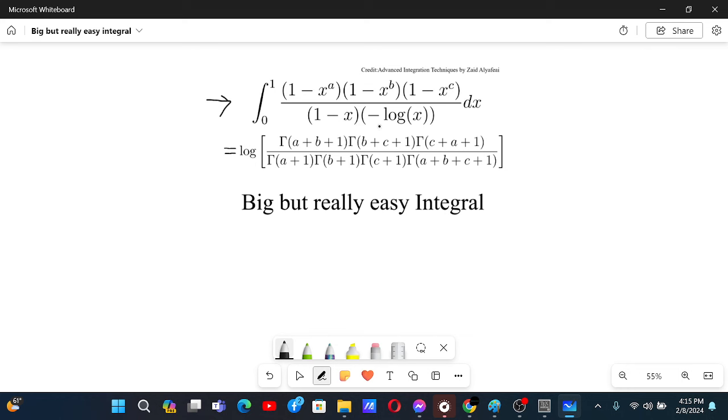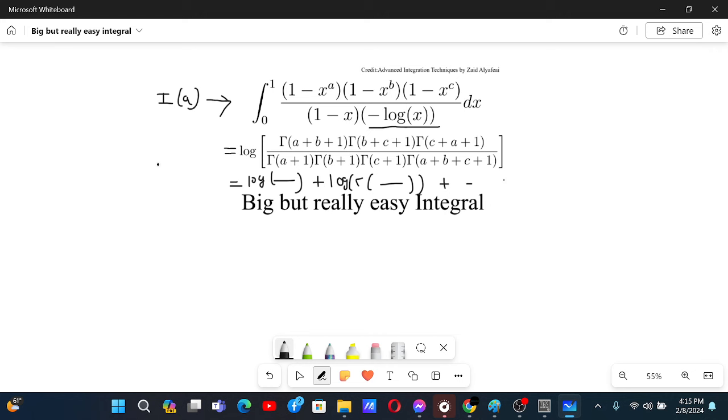Since there's minus log x in the denominator, if we let this integral be I(a), I(b) or I(c) and differentiate it, we will get a log x factor which can cancel it. Now if the right-hand side seems monstrous to you, please know that if we take the log, this will just be a sum or difference of logs of gamma functions.